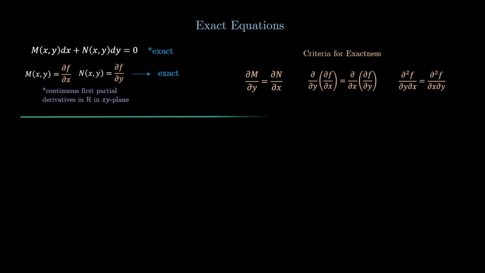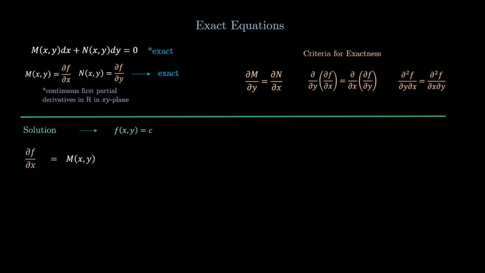So we proceed with our solution, which upon solving we should get some function f of x,y equal to a constant. Once we establish exactness, this is how our solution ensues. We can start with either partial, we can start with M or N. Let's say we start with M, okay?